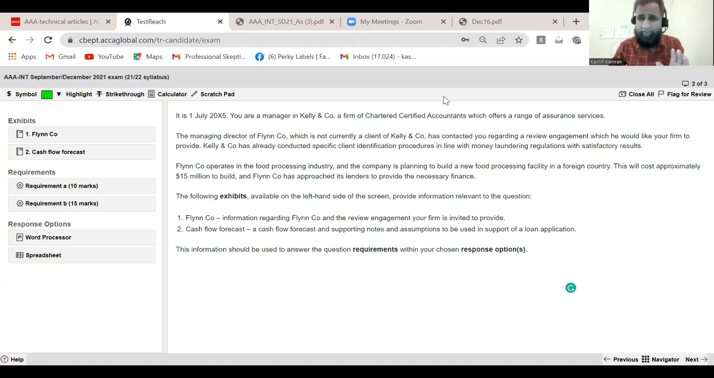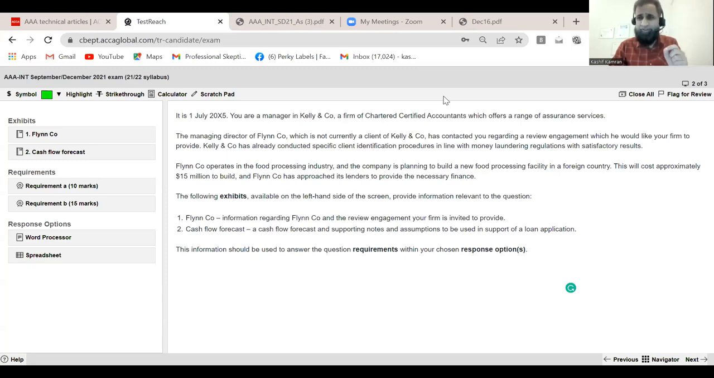So just ignore that. The amount of calculation you have in the AAA paper is doable on a calculator, directly putting the answer on the briefing note or the word processor, as the case is. I hope you're clear on that.